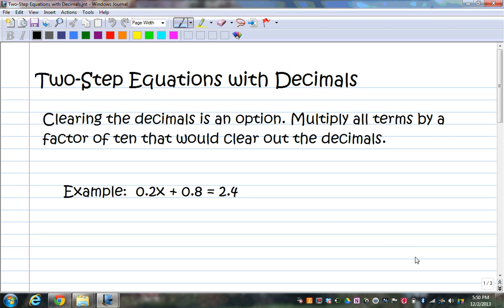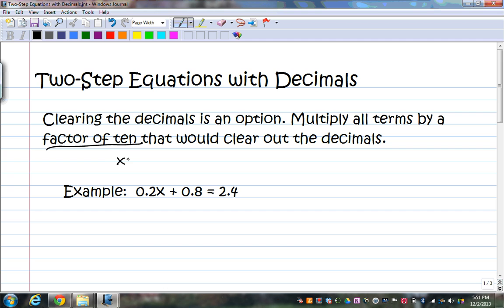Okay, this video is going to cover two-step equations with decimals. Now, there's a little trick that I have for you that I think you might like. It's called clearing the decimals. This is an option, and it's strictly an option when you're solving these types of problems that makes it a little bit easier to work with. What you want to do is multiply by a factor of 10. By a factor of 10 means 10, 100, 1,000, whatever.